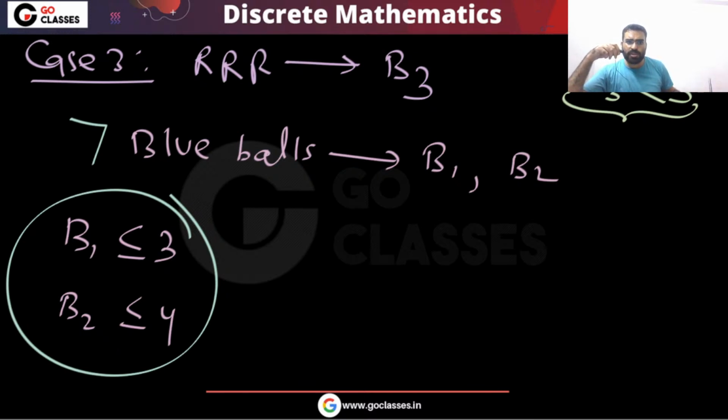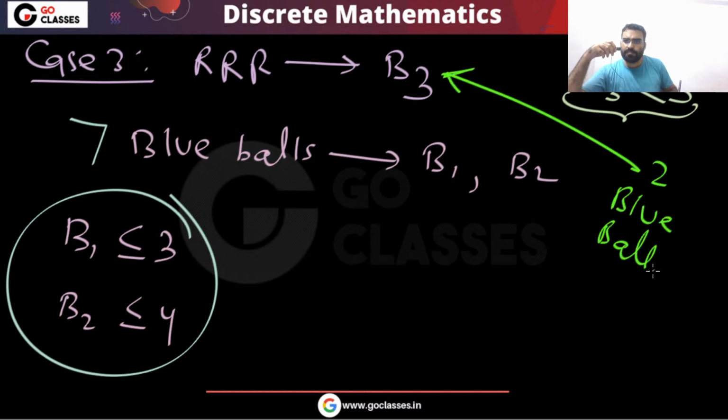Where are the remaining 2 blue balls? They will go to B3, because B3 has the capacity of 5. So 2 blue balls will go to B3. Yes or no? 2 blue balls will go to B3 because B3 has the capacity of 5.